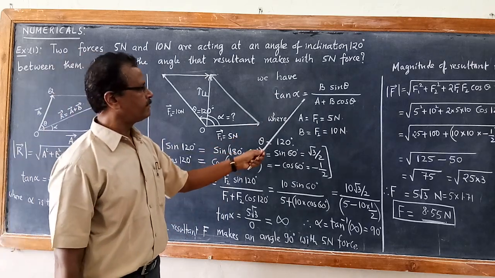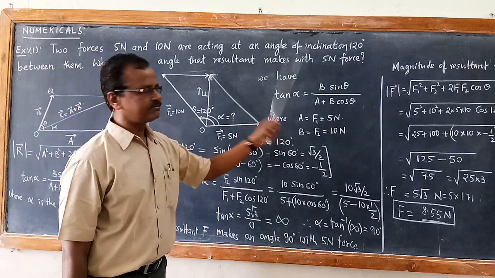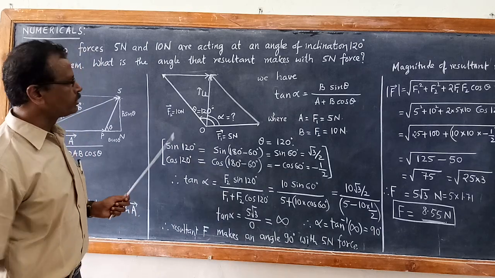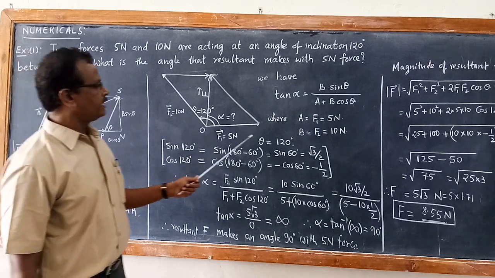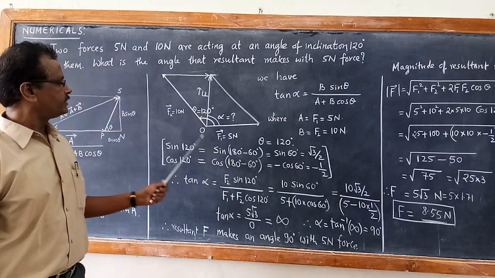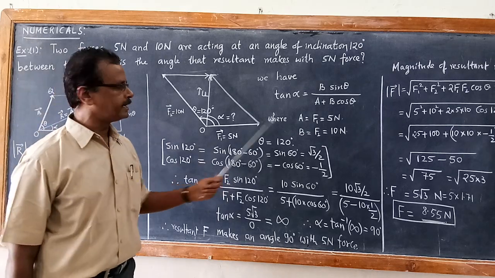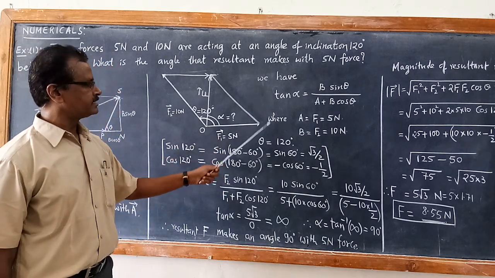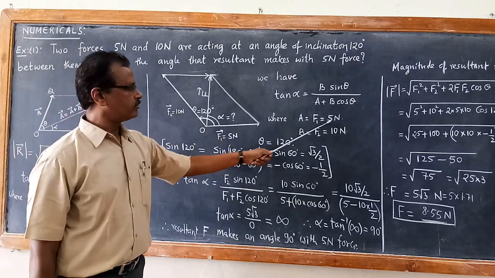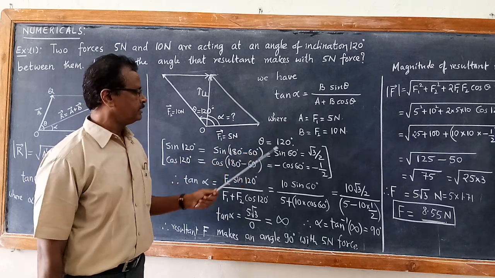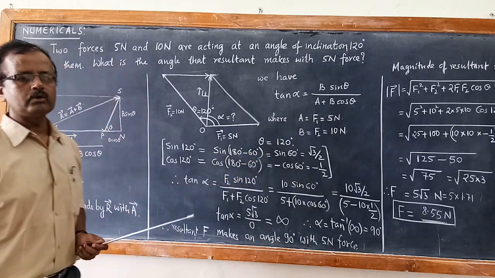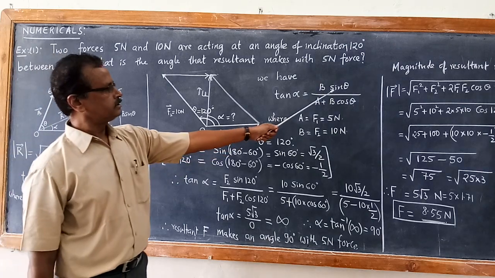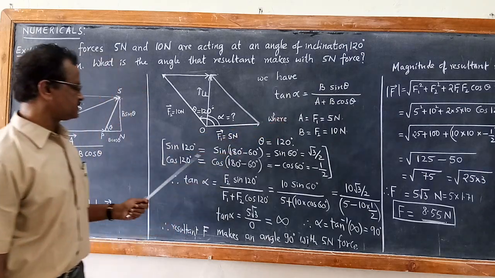F2 sin theta divided by F1 plus F2 cos theta. Okay. The angle theta between the vectors F1 and F2 is 120 degrees. So these are the given things: F1 equal to 5 Newton, F2 equal to 10 Newton, theta is equal to 120 degrees. Let us find out sin 120 degrees first.